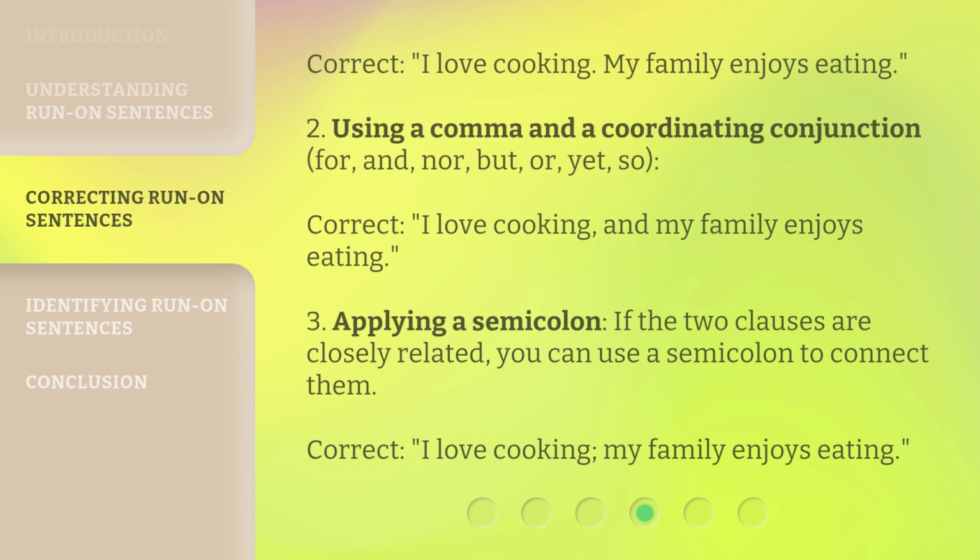2. Using a comma and a coordinating conjunction. For, and, nor, but, or, yet, so. Correct. I love cooking, and my family enjoys eating. 3. Applying a semicolon. If the two clauses are closely related, you can use a semicolon to connect them. Correct. I love cooking; my family enjoys eating.